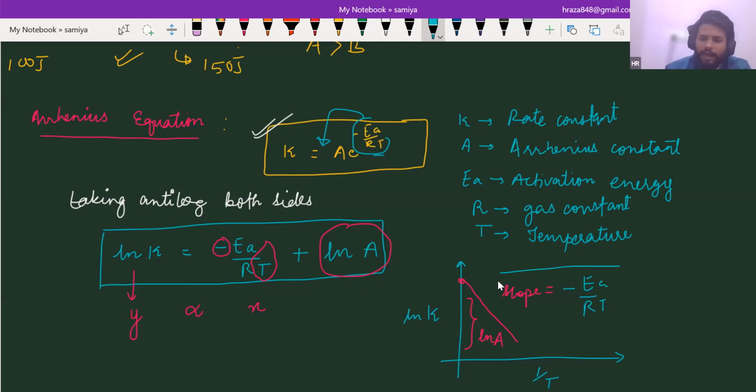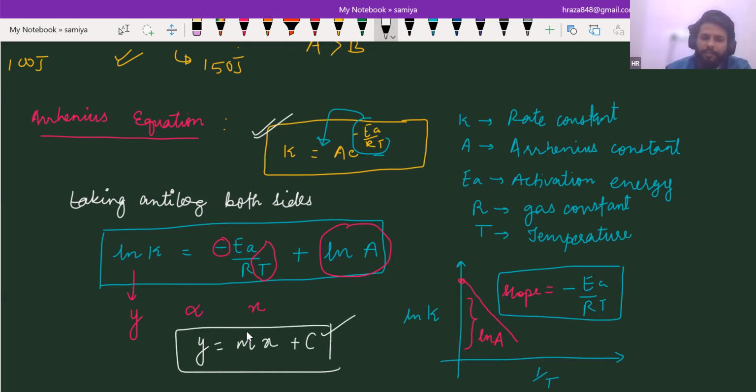All I want to say is that the graph is based on a straight line equation, that is y equals mx plus c, in which c is the intercept and m is the slope. So whatever is the number multiplied with x is the slope. That's why I wrote this slope will be equal to minus Ea upon R. This is x and this minus Ea upon R is your slope. So there is this graph according to this equation. Please do write.